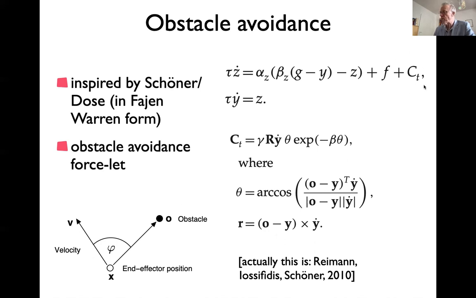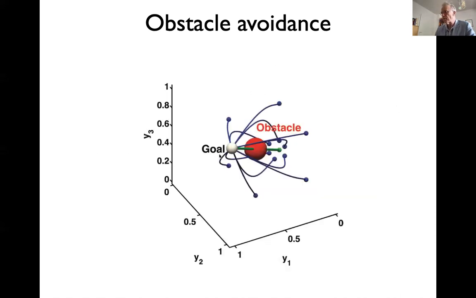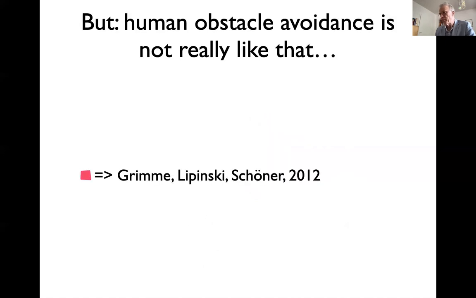You add that term to the equation, then it does obstacle avoidance. And for instance, here's an example of the system doing that, making trajectories around that. So we had proposed that same kind of idea, not using the other part, the harmonic oscillator, we use instead Hopf oscillators. It turns out, that's the irony of that, humans actually don't avoid obstacles like that.